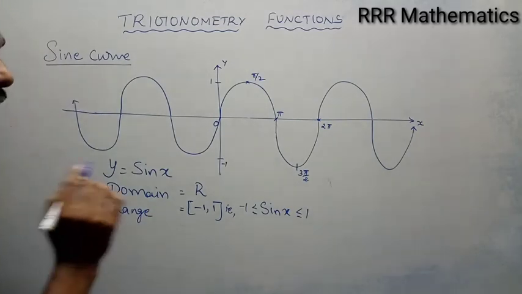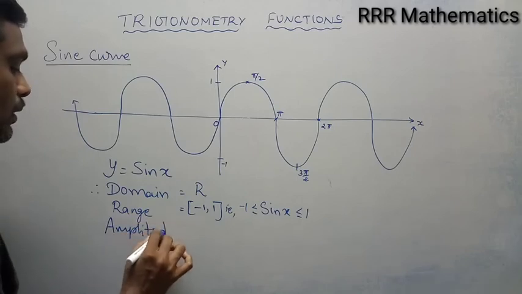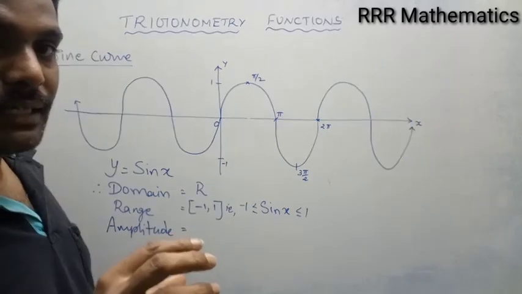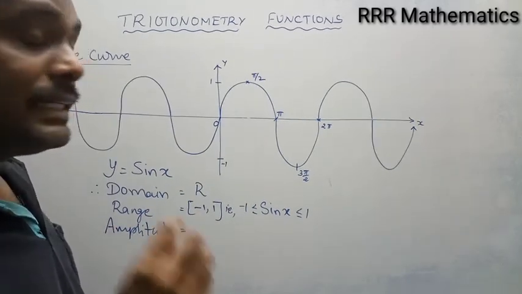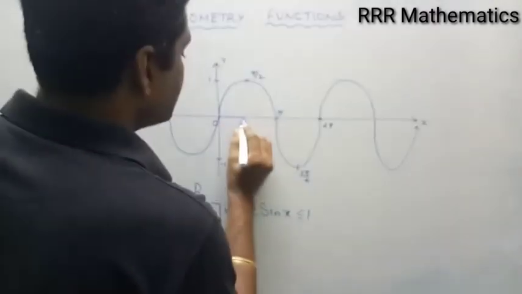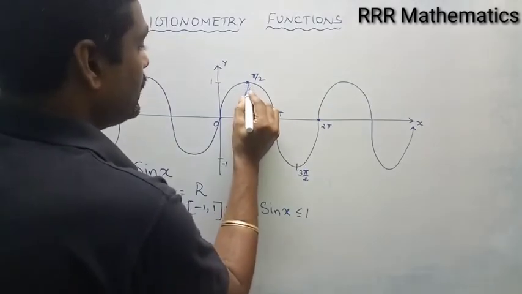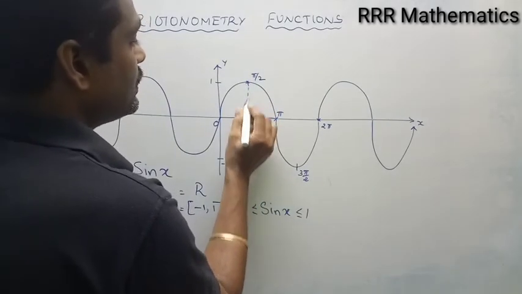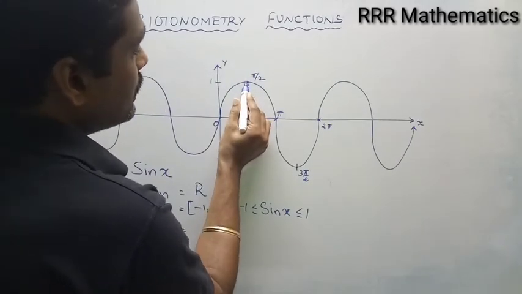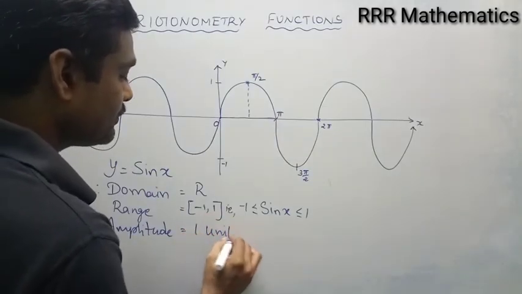Next, amplitude. What is meant by amplitude? In English, amplitude is nothing but like height. In this case, it is the maximum distance from the x-axis. This is your x-axis, and this is your maximum distance. What is this distance? It is 1 unit. It reaches a maximum value which is 1. So amplitude is 1 unit.